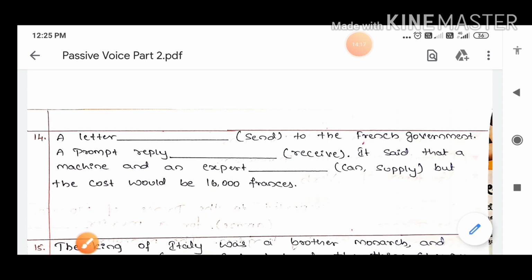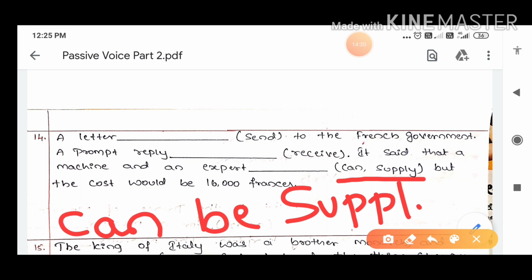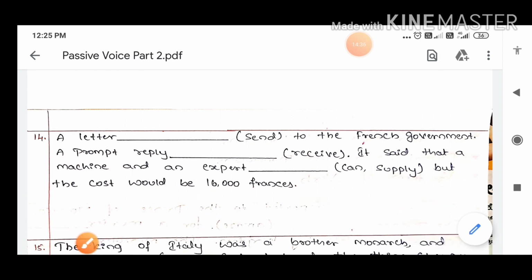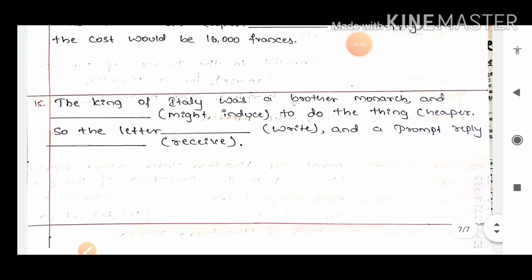It said that a machine and an expert, 2 words are there in brackets. So the first word we keep as it is, can, be, and V3 of supply is supplied. A machine and an expert can be supplied, but the cost would be 16,000 francs. So let us move on to the last example.